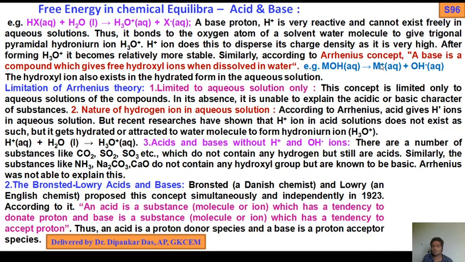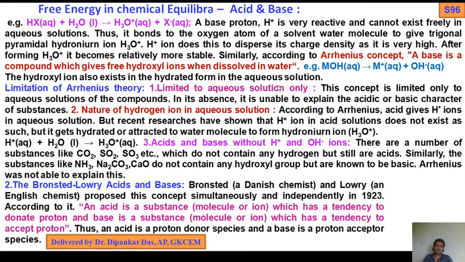Similarly, according to the Arrhenius concept, a base is a compound which gives free hydroxyl ions when dissolved in water. Base means which gives OH minus in aqueous solution, and Arrhenius acid means which gives H plus in aqueous solutions. So MOH gives M plus and OH minus, that's why it is called an Arrhenius base. The hydroxyl ion also exists in hydrated form in the aqueous solution.